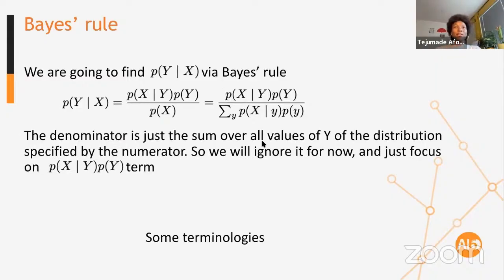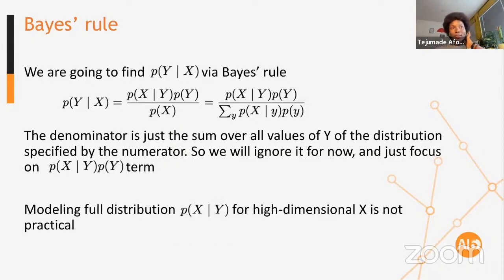Just to reiterate, the denominator is just the sum over all of the values of Y of the distribution specified by the numerator. For now, we will just leave it and focus on the conditional and also the prior here. We already talked about the terminologies like prior, likelihood, posterior. I'm mentioning this because you will see it in different contexts, and my hope is that you can map it whenever you come across this concept. So you can as well start understanding it from here.